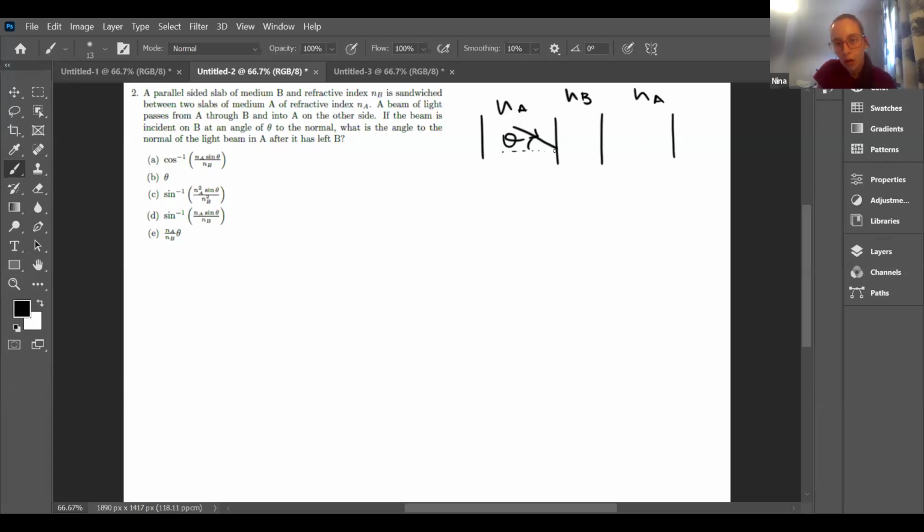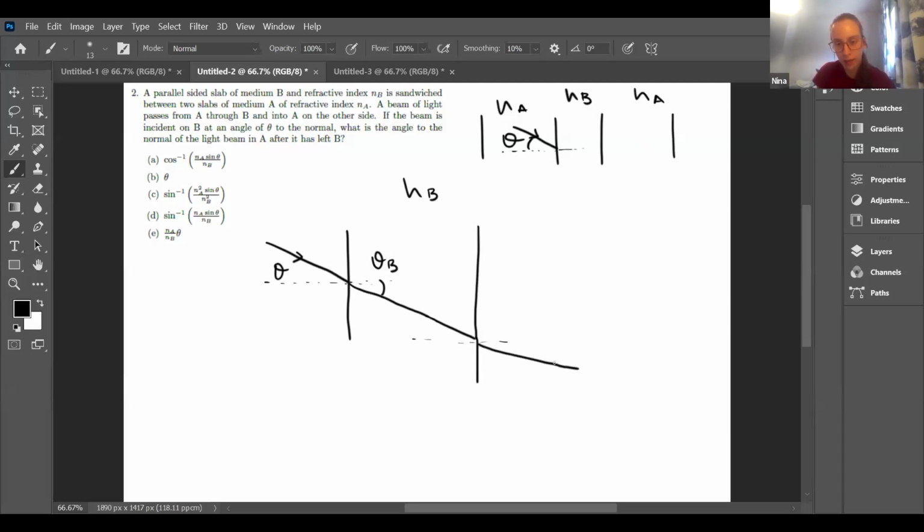So here, as we know, let me draw this a bit more properly. And B, you have something coming from A at angle theta. It gets refracted at some other angle, let's call it theta B. It reaches the other side of the slab, and it gets refracted again. And the question is, what is this final angle?